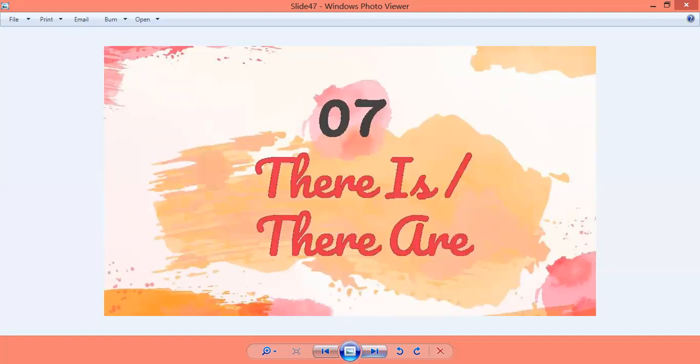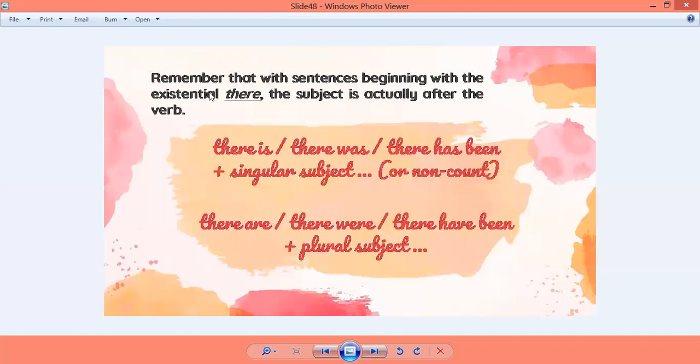Next is there is and there are. Any sentence which is starting with there is and any sentence which is starting with there are, what will they be followed by? A singular verb or a plural verb? Let us see. Remember that when sentences begin with existential there, the subject is actually after the verb.